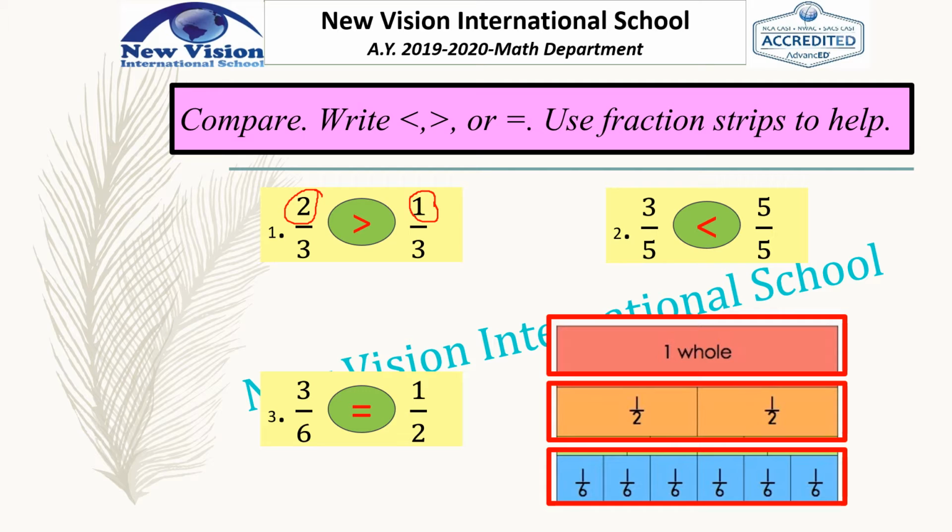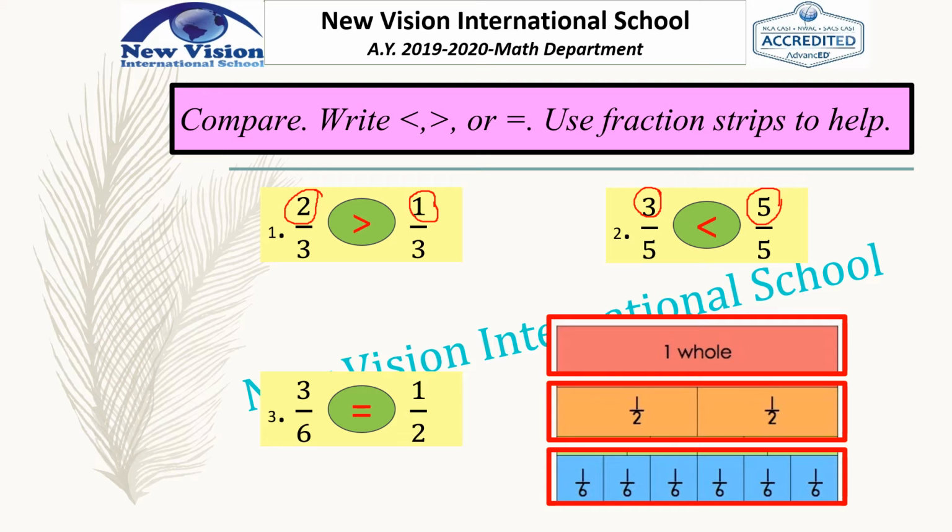Good. Now for number 2 is still what we call like fractions. Why? Because the denominators are the same. Both have 5 as the denominator. Now let's look at 3/5. The numerator is 3, and on the other hand, we have 5/5. The numerator is 5. So which is greater? 5 is greater than 3, meaning to say 3/5 is less than 5/5. Did you get it right? Good job. I know you got it.